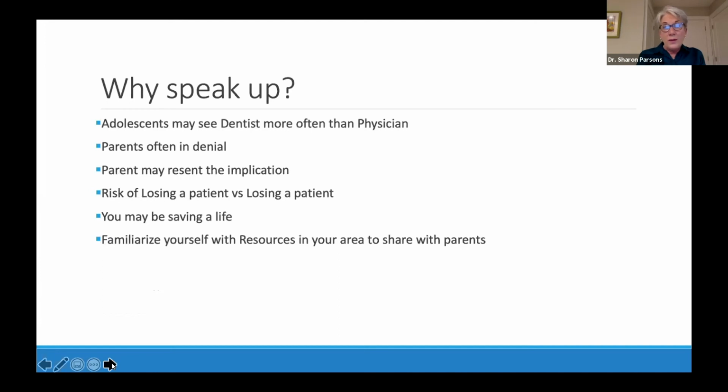So why do you speak up? Well, like the story I told you. Often, adolescents, people in college, people in their early 20s, may see the dentist a lot more than they see a physician. And often the parents are in denial. They don't want to know about it. The parent may resent the implication, like I told you. But are you going to risk losing a patient, or really losing a patient?